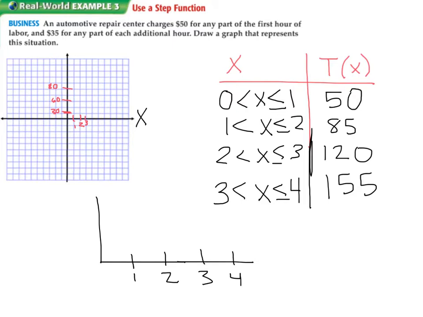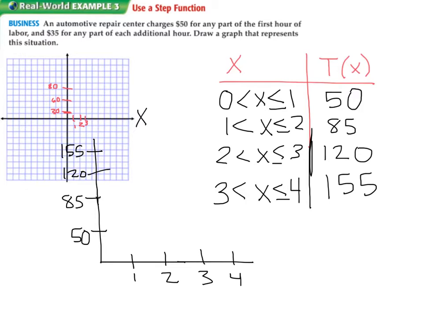And then just so you can see it clearly now, I wouldn't really label my graph this way, but just so you can see it more clearly, I'm just going to write the numbers that we're using. So we're using 50, we're using 85, we're using 120, and we're using 155. And this is just so you can see what's actually going on with this.